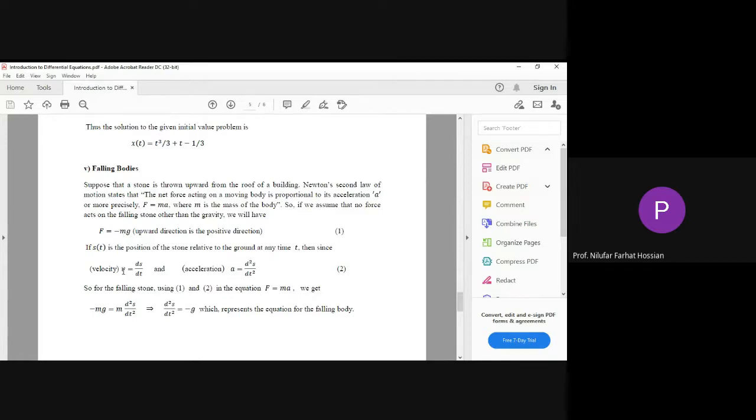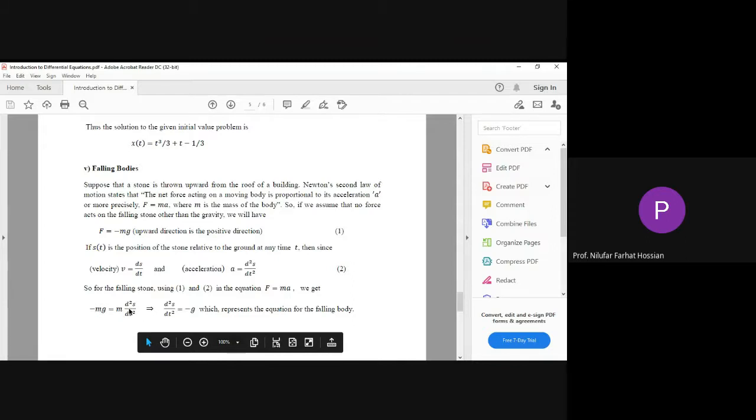And if s of t is the position of the stone relative to the ground, so from the ground, if it is at a height of s of t at a time t, then the velocity is v equal to ds by dt, and the acceleration a, just take the derivative again with respect to t, will be d square s by dt square. So let us put the value of a and this F in this equation. On the left side, you have minus mg, and on the right side, you have d square s by dt square.